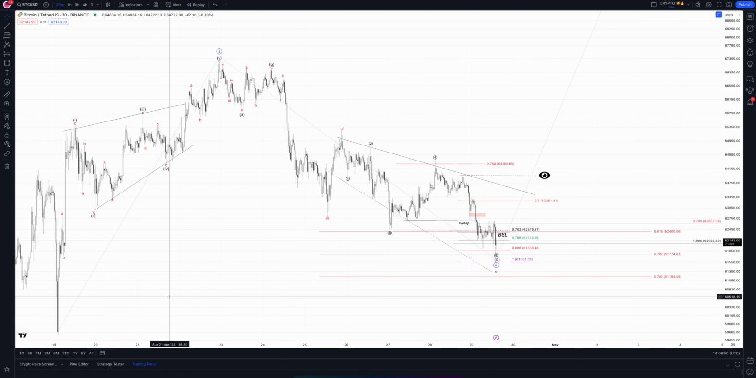Let's take a look at Bitcoin over here. And what you have is a 5-wave move to the upside in the form of a leading diagonal. So you're going to have an ABC within each of these waves.